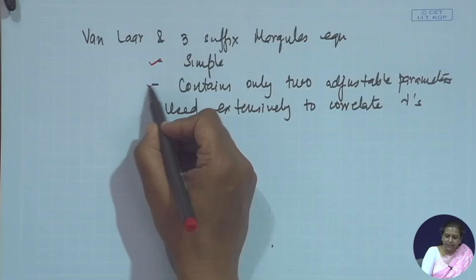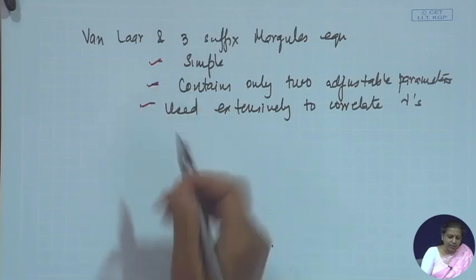Well, to continue with our discussions on non-ideal solutions, or more specifically on the Van Laar and the 3 suffix Margules equation, we were trying to find out how to find activity coefficients using this. Now, before I start, I would like to mention once more that both the Van Laar and the 3 suffix Margules equation are firstly simple, they contain only 2 adjustable parameters, and they are used extensively to correlate gammas.